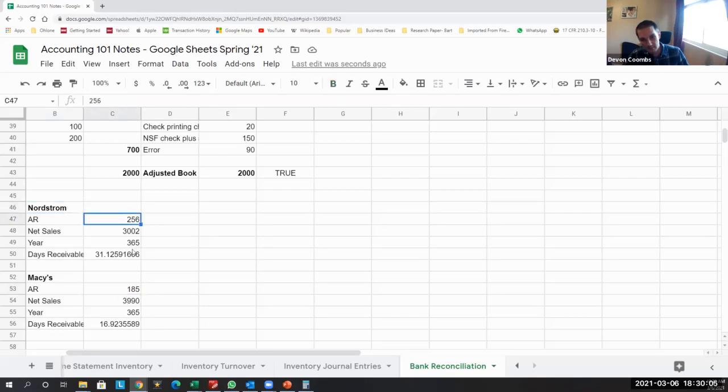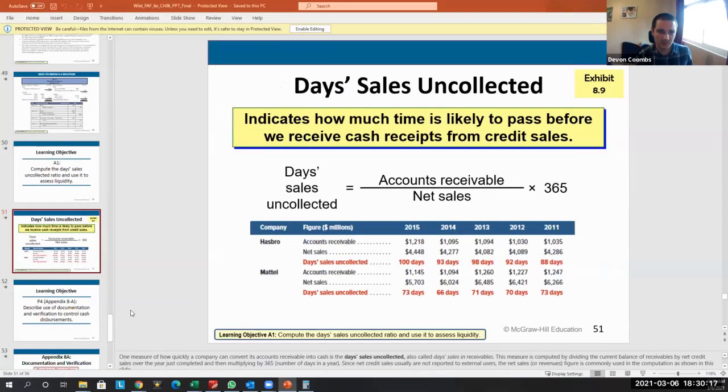Other pieces here, you see that Macy's is just collecting better and has more sales. So these are the kinds of metrics we'd use in order to either improve our business or make investment decisions. Any questions related to that?